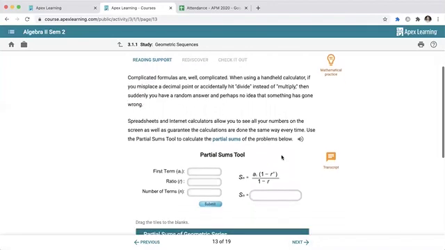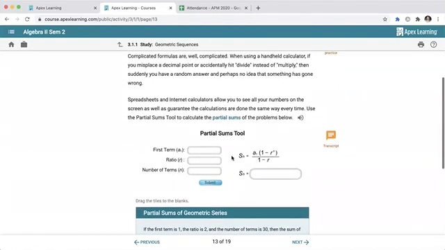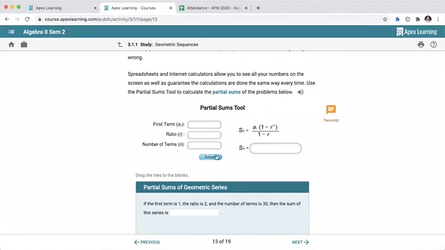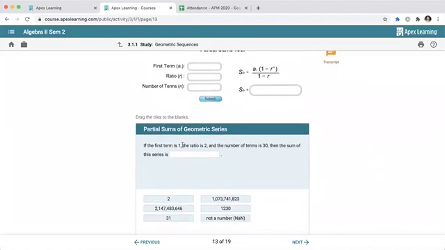So what we can do here is look at this partial sum tool, and use it to help us figure out what our sum is. Obviously, yes, you can just plug this into your calculator, but they thought they were going to be nice. So if we look at this, the first term is 1. The ratio is 2. And the number of terms is 30.